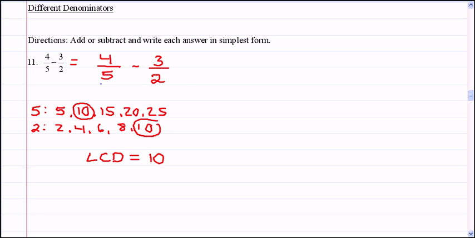So once I determine the least common denominator, on my 5 list, 10 is the second number, so I multiply 5 by 2 and the numerator by 2 as well. On the 2 list, 10 is my fifth number, so I multiply both the numerator and denominator by 5. And by doing this, I change my fractions to 8/10 minus 15/10.